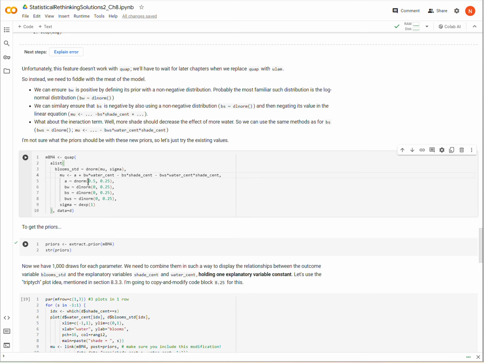Okay. Now, I don't know what these values should be at this point. We could get some good guesses because you could actually figure out what the mean of the log-normal distribution is, and you could figure out some of the properties of it if you just go to Wikipedia, for instance. In fact, let's do that.